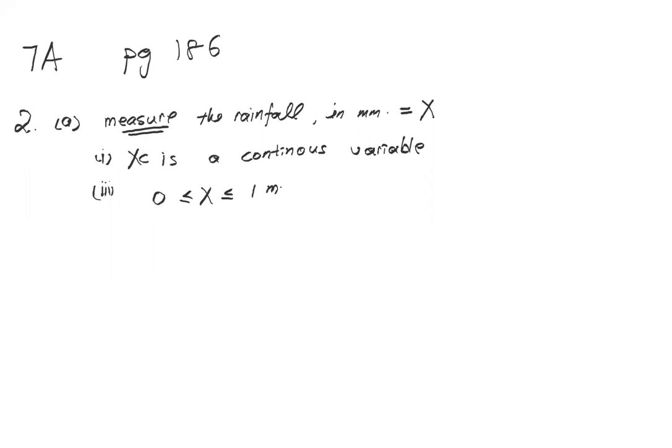As long as you have the word measurable, usually it's a continuous variable. Like the stopping distance of the tire is also a continuous variable. Okay, that one you can refer to the book. This one you must have your experience.